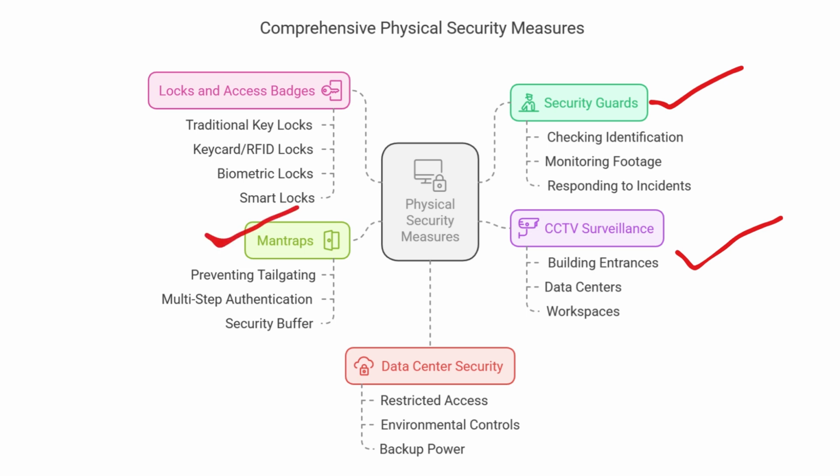Man-traps. A man-trap is a small, enclosed area with two sets of interlocking doors. The first door must close before the second door can open, ensuring only one person enters at a time. Why should we use man-traps? As it prevents tailgating. Someone cannot follow an employee into a secure area without proper authentication. It requires multi-step authentication. Employees may need to scan a badge and do biometric authentication inside the man-trap. And it creates a security buffer. If someone enters without authorization, the system locks both doors, trapping the intruder inside.